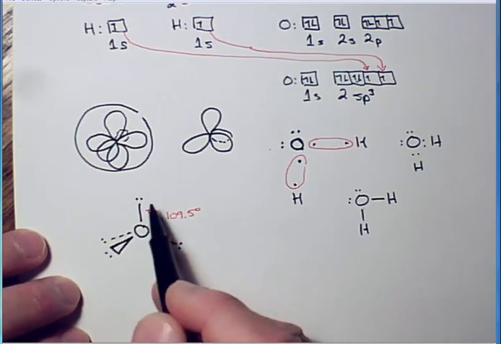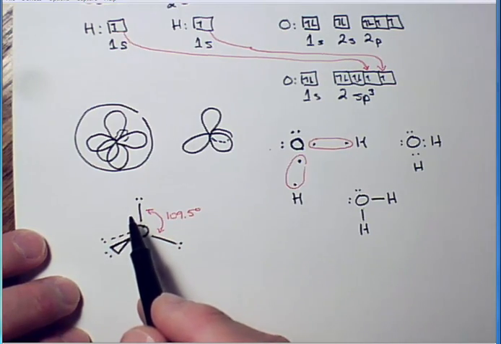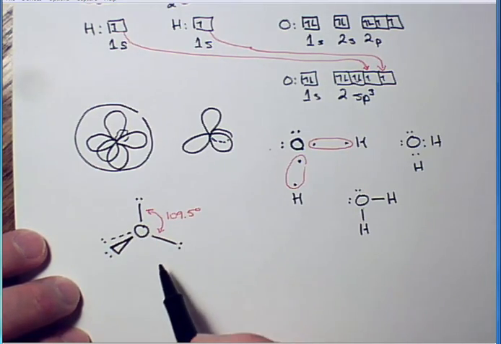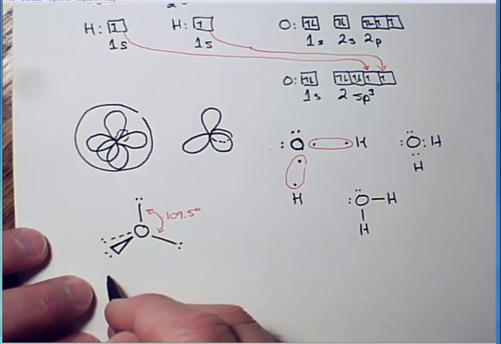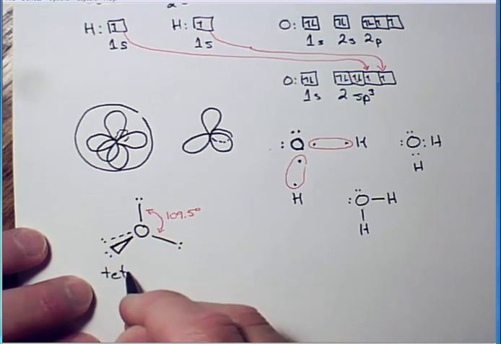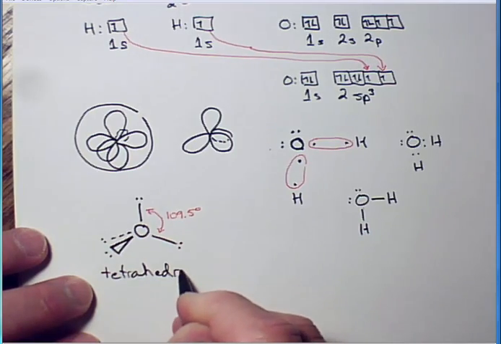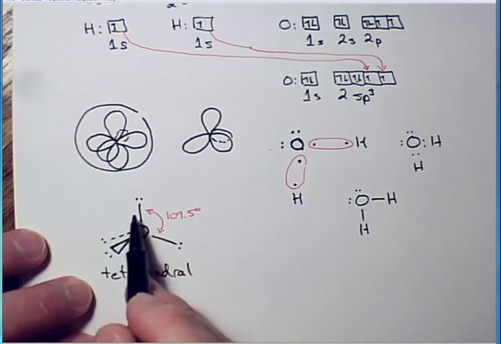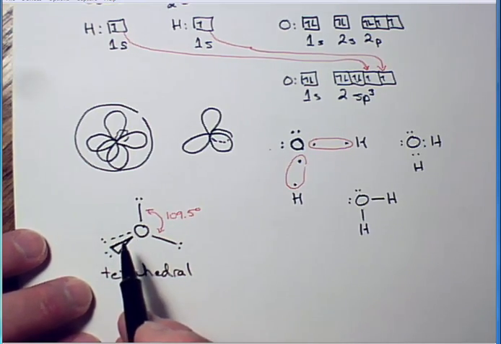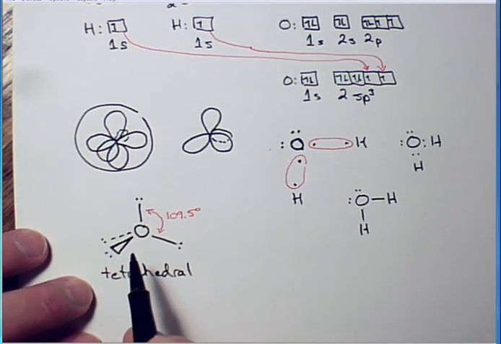Now, since all we have are electron pairs on the periphery here, we're going to give it a special name. This is going to be called a tetrahedral. Anytime you have 4 arms around a central atom, spaced equally apart, it's called a tetrahedral.